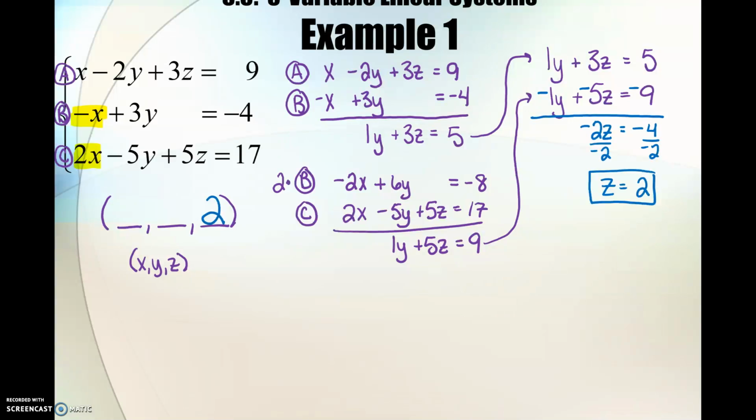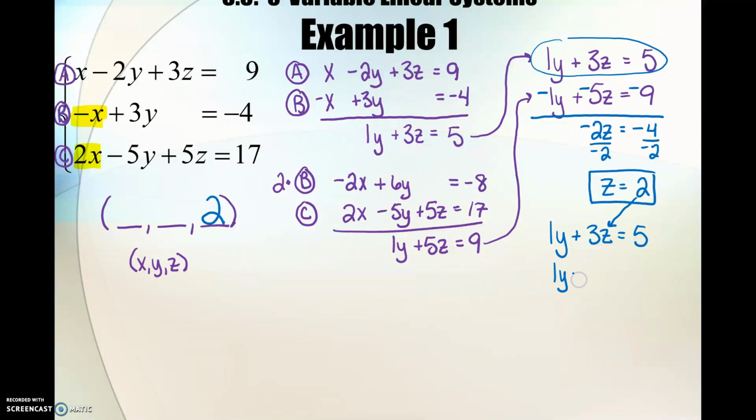Okay, I'm going to stay in this third column of work over here. We need to pick an equation that has only z and one other variable so that we can figure out that other variable. I don't really want to deal with these bigger numbers or the negatives, so I'm going to pick this equation, 1y plus 3z equals 5, and I'm going to put that 2 in so that I can figure out what y is.